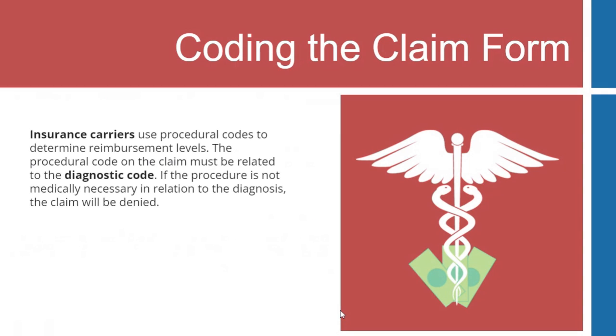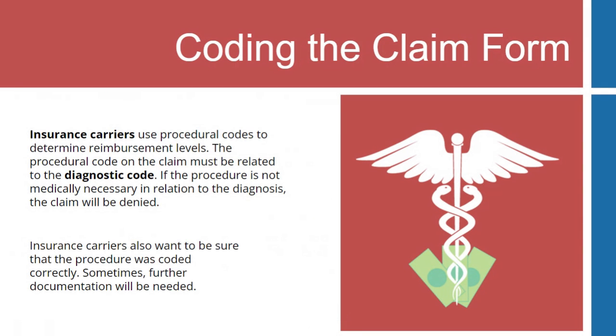I wanted this to be really quick. So again, insurance companies use the procedure codes to determine reimbursement levels. And this is just letting us know that the procedure code has to relate to the diagnostic code or the diagnosis code. For an example, if the patient is getting a chest x-ray done in the office, and the diagnosis code is a headache, the insurance company is going to be like, what? It has to make sense. They have to relate. Maybe they had a positive PPD. Maybe they are suspected of having pneumonia, right? So it has to make sense, okay?